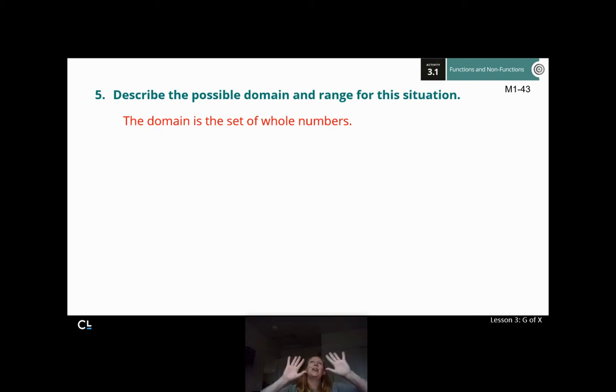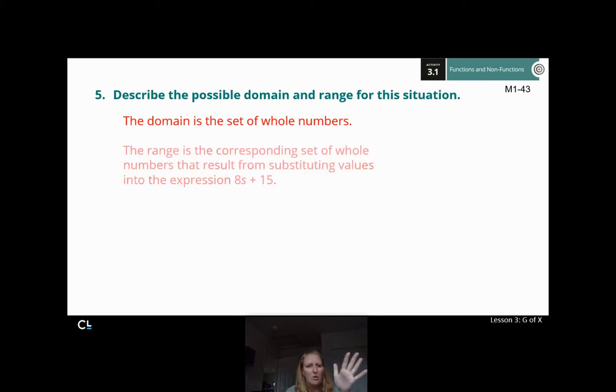What about our range? All right, so the range is my cost. Well, the range isn't going to be negative, and the range isn't going to be 0. And the range really depends on how many t-shirts I'm ordering. So I give kind of a weird explanation, but it works. All right, just go with it.